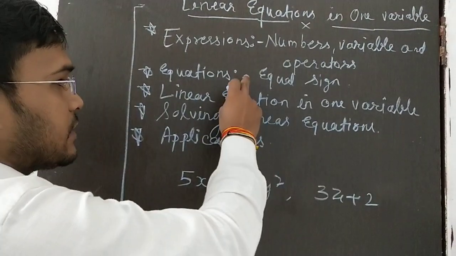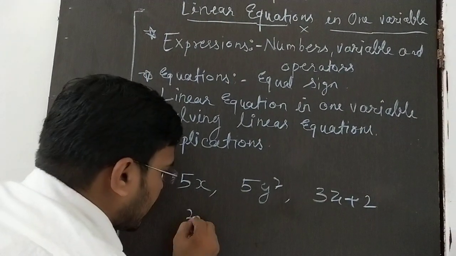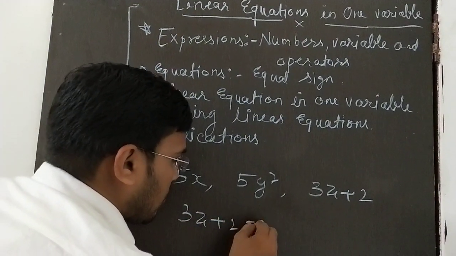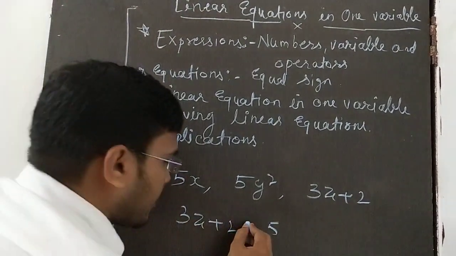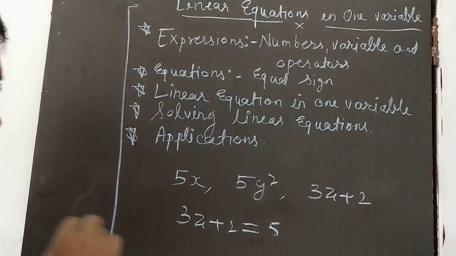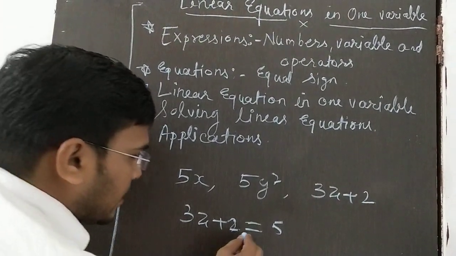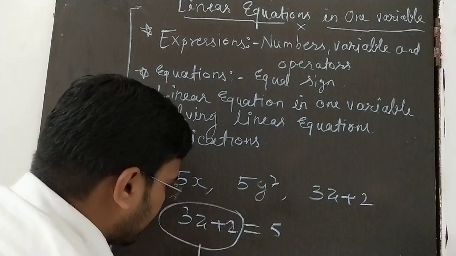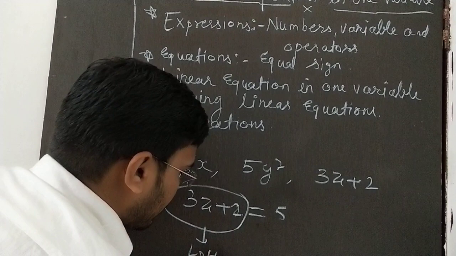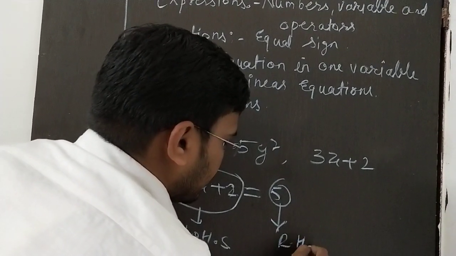Okay. Now come to equations. Equation, I have written, means equal sign. See, any expression like 3z plus 2 equal to 5. This is an equation because we have the equal sign right here. This is the sign of equation. Okay. See, in the equal sign, 3z plus 2 is the left hand side and this is the right hand side.